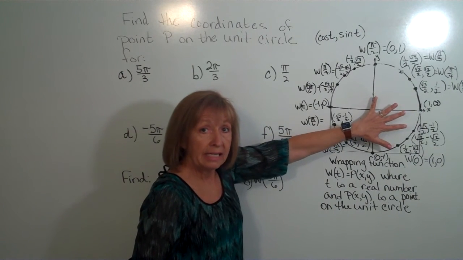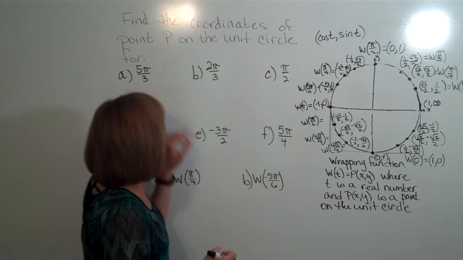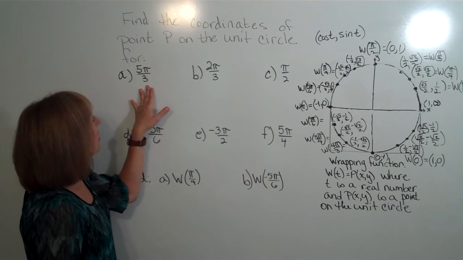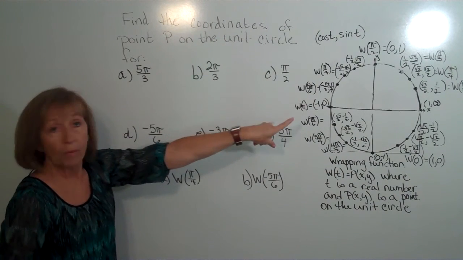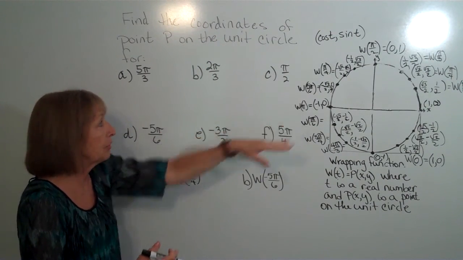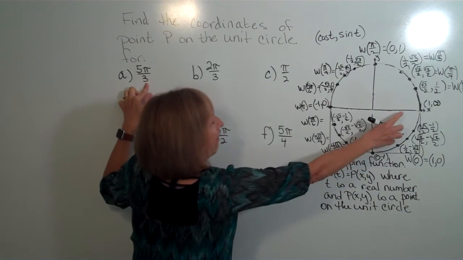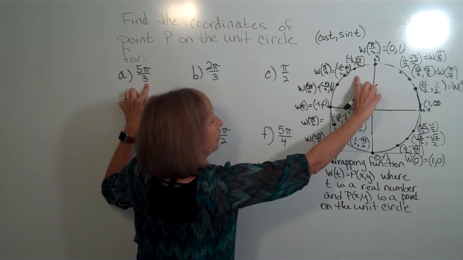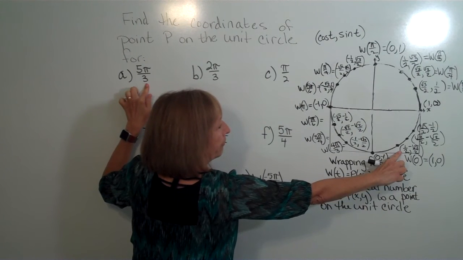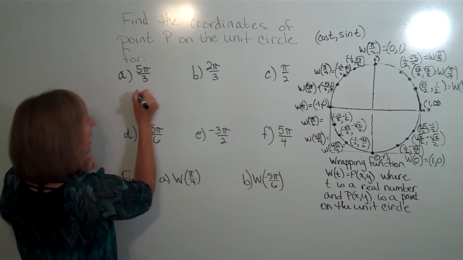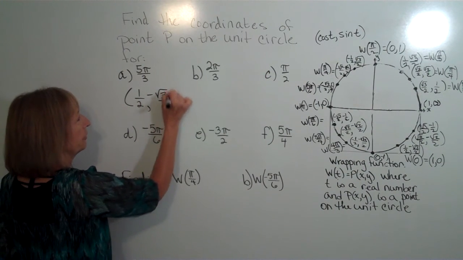So with each of these, let's go ahead and look at what we have in terms of answering the questions that are asked here. So first, this just says find the coordinates of the point P on the unit circle. So we just want the ordered pairs from the unit circles. So for 5 pi over 3, that's 1/3, 2/3, 3/3, 4/3, 5/3. So for 5 pi over 3, I have the ordered pair 1/2, comma, negative the square root of 3 over 2.